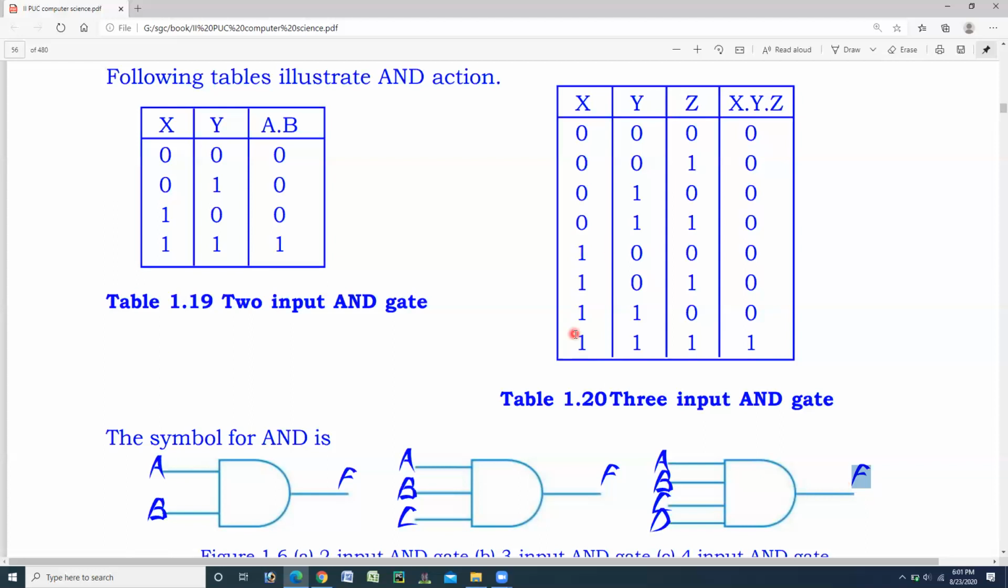So this is about the basic logic gates, right? I hope you understood this.